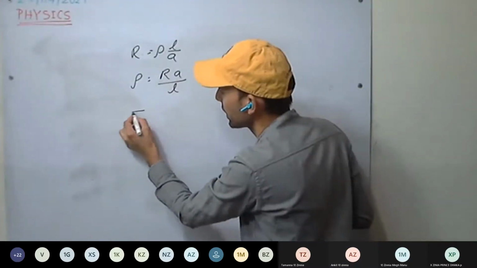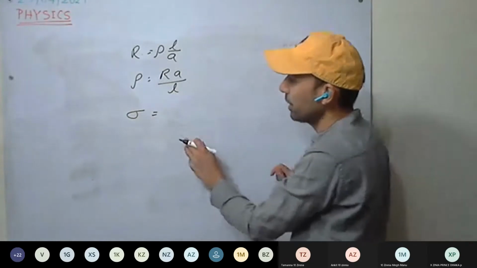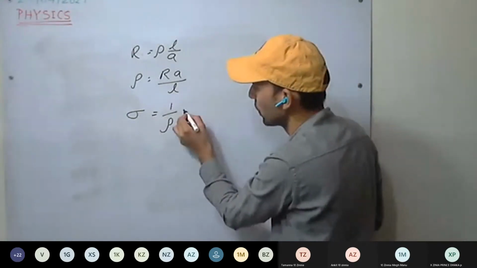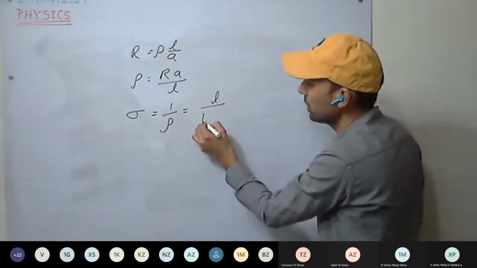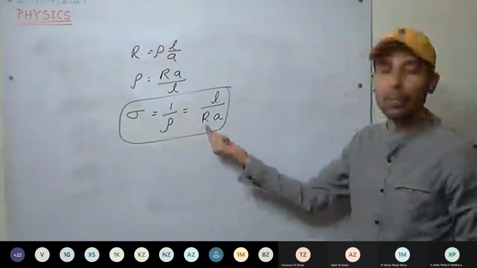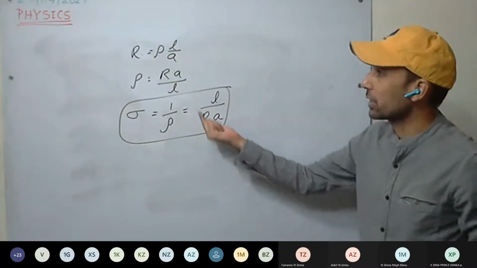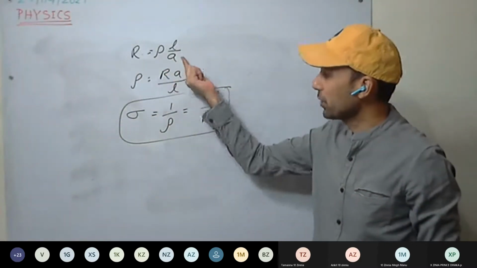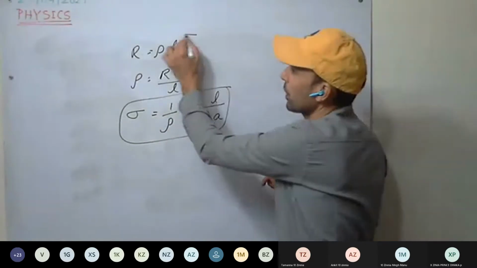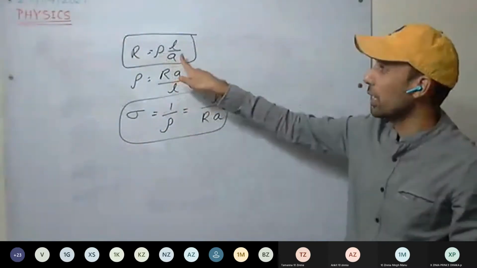Now conductivity, we denote with sigma. This is equal to 1 upon rho, so it will be L upon RA. No need of remembering the equation. If you remember R equal to rho L by A, you can derive it for conductivity. So you have to remember only this equation, R equal to rho L by A.